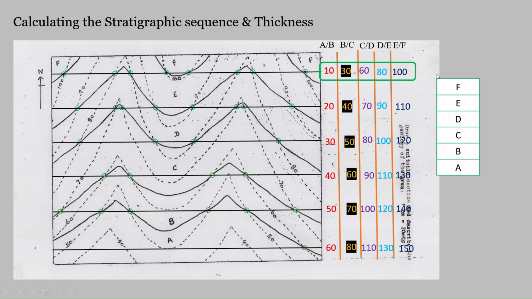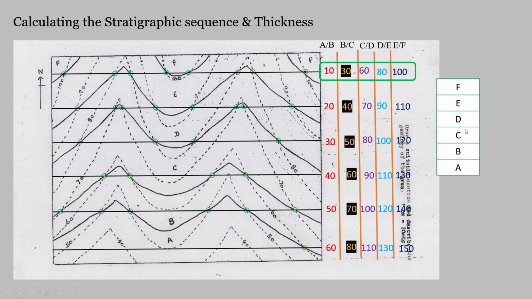Is that clear? So we have found the stratigraphic sequence from the strike values. The next step is we have to calculate the thickness. So how to find the thickness? To find the thickness of any bed, you should know the top level as well as the bottom level, and the difference will be the thickness, right?